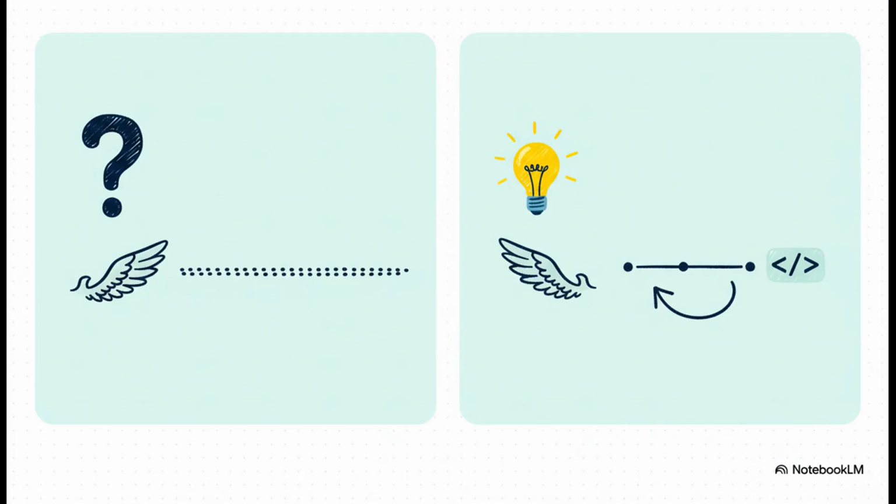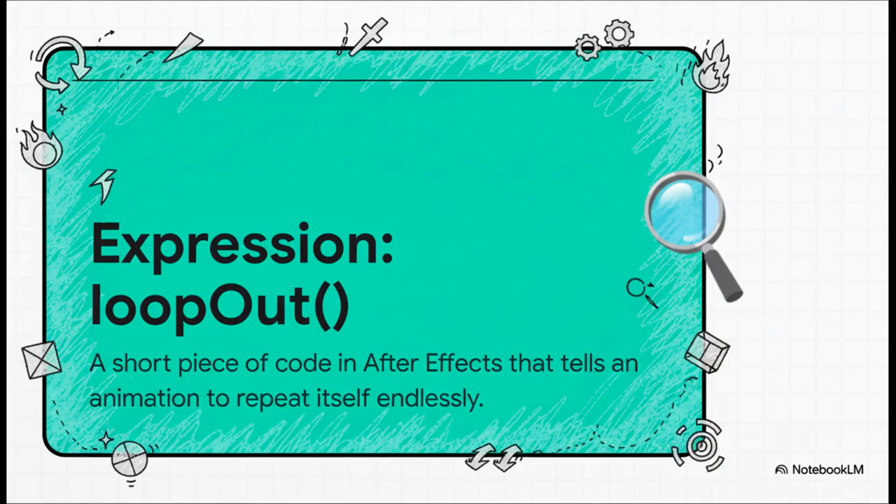So let's talk about the wings first. The big challenge here is all about being smart, not just working hard. I mean, how do you get them to flap over and over and over again without sitting there animating every single flap by hand? That would take forever. The solution is actually pretty elegant. You just animate one perfect flap, and then you tell the software to just repeat that forever using a little bit of code. That little bit of code is called an expression, and the command itself is loop out.